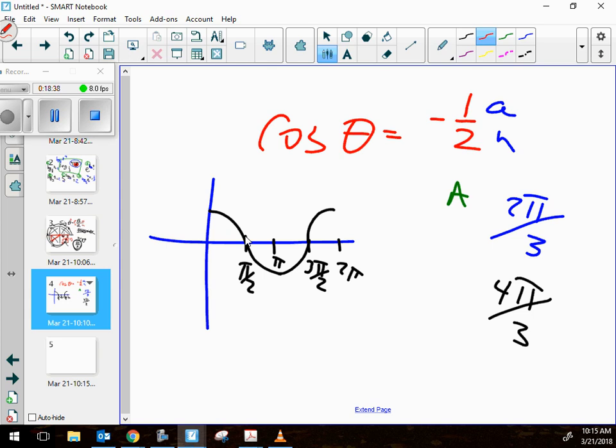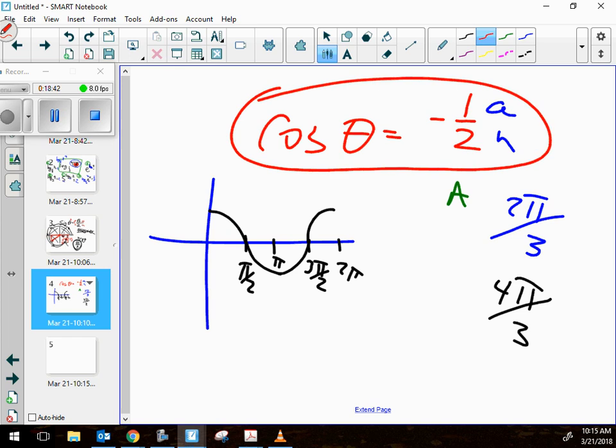Now, I want you to think about what this question means in terms of where is cosine negative a half? Well, this is where cosine's -1. See what I'm saying? So where is cosine negative a half? Well, if this is -1, negative a half would be right about here. Do you see it hits twice? Once here and once there.